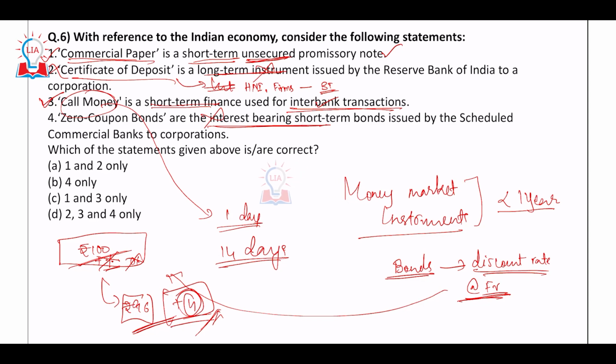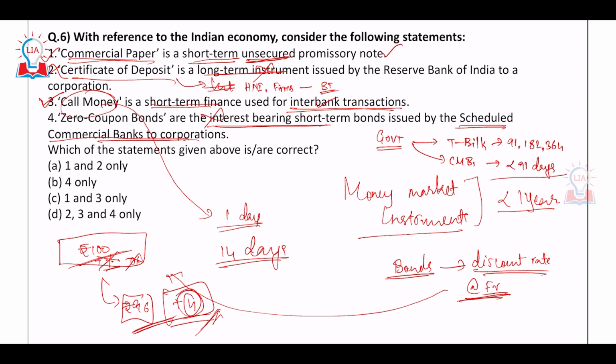Issued by the scheduled commercial banks to corporations, not essentially. These are generally issued by the government, right? Government issues them. So it comes in two forms: T-bills and cash management bills, CMBs. T-bills come in different variations: 91, 182 and 364-day T-bills. CMBs come with anything less than 91 days as tenure. So both work in the same manner. Which manner? Discounted at face value. Clear?